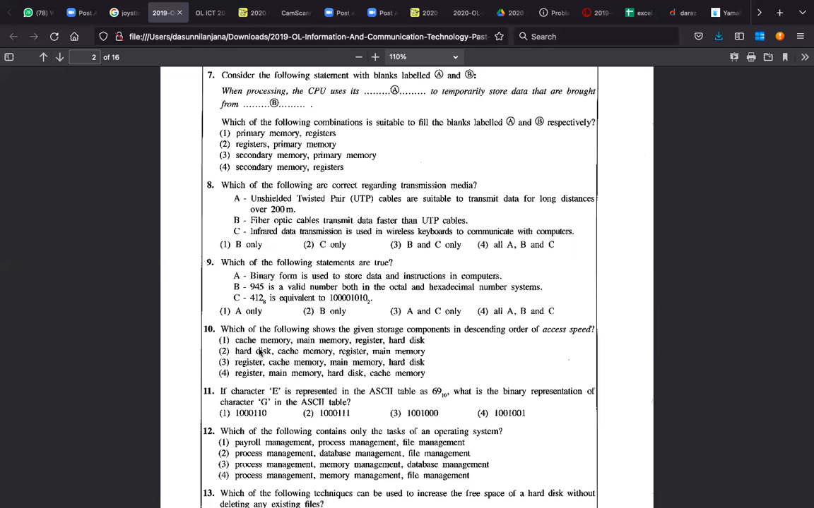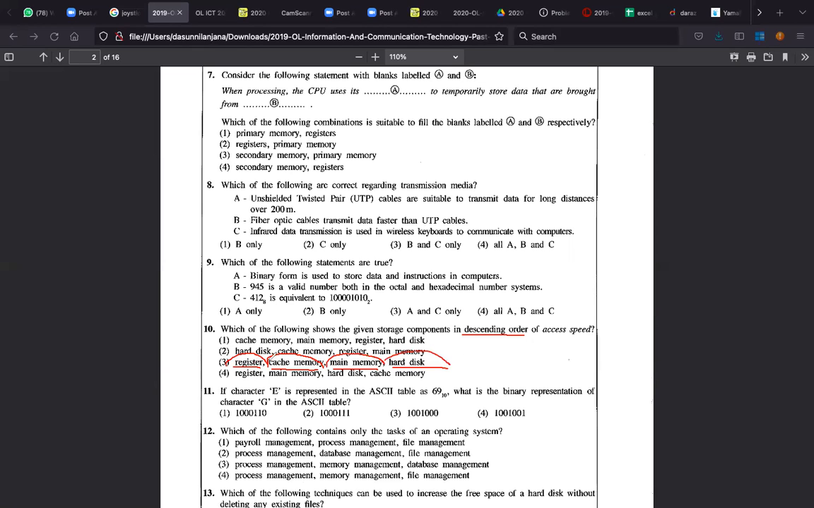Okay, question number 10. Which of the following shows the given storage components in descending order of access speed? Descending order means fastest to slowest. Speed is high when the memory is closer to the processor. So the closest one to the processor is the register. After that, you have the cache memory. After that, the main memory and then the hard disk. Because immediate access memory for the processor is register, then cache memory, then the main memory, and then the hard disk.